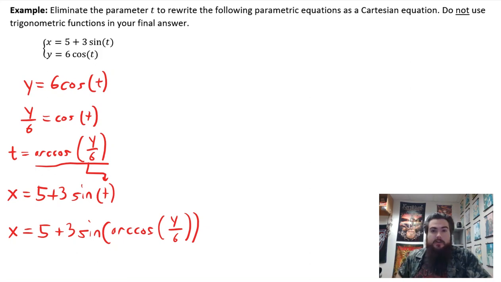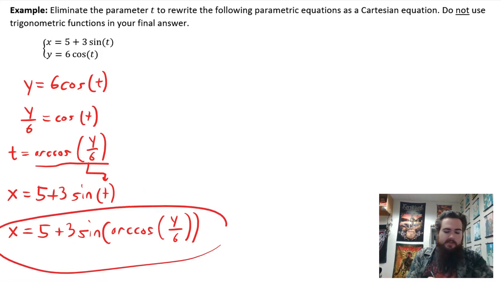Now we're not going to do that for two reasons. One, because the instructions of the problem make sure that we do not want trig functions in our final answer, so this would be bad. But the other reason, the main reason, is because if I look at this equation I have now made, I have no idea what that is creating. Or at least it's very difficult to have an understanding of what that should look like on the Cartesian plane.